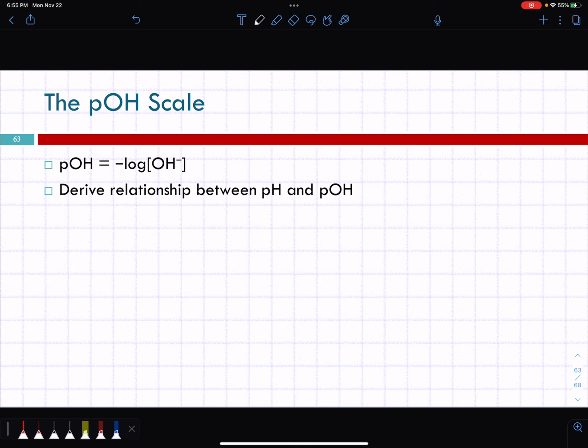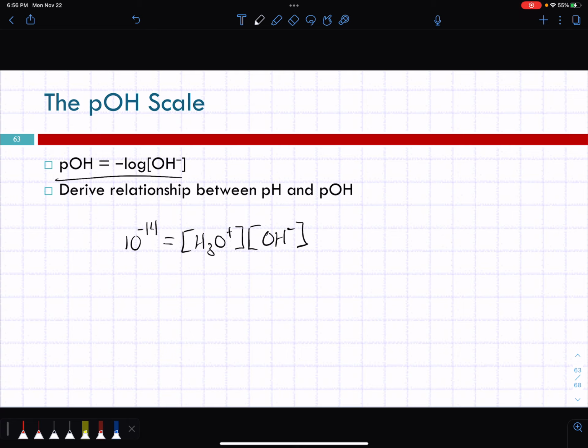All right, so you can do all of those same calculations that we just did for pH with OH minus. So pOH is the negative log of OH minus concentration, and we can reverse that the same way. We talked about at the beginning of this section that the concentration of H3O plus times the OH minus concentration is always equal to 10 to the minus 14.